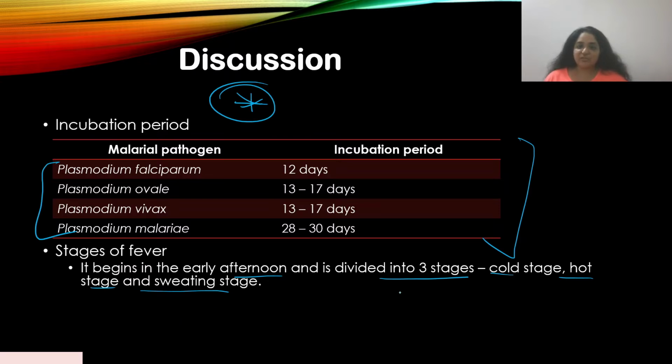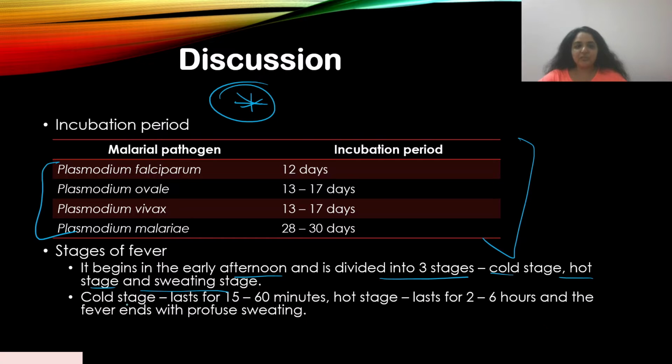Okay, it's divided into 3 stages: cold stage, hot stage, and sweating stage. Now, the cold stage lasts for 15 to 60 minutes. Hot stage lasts for 2 to 6 hours, and the fever ends with profuse sweating. So this is the fever cycle that it adopts.